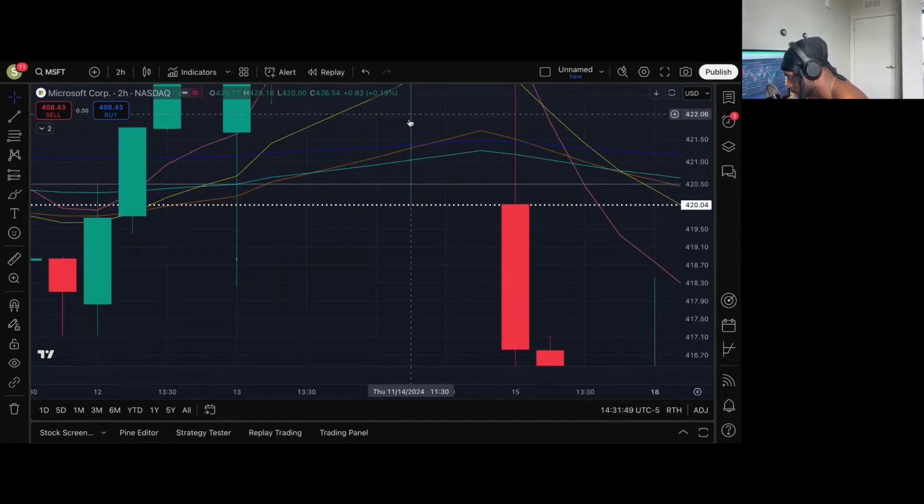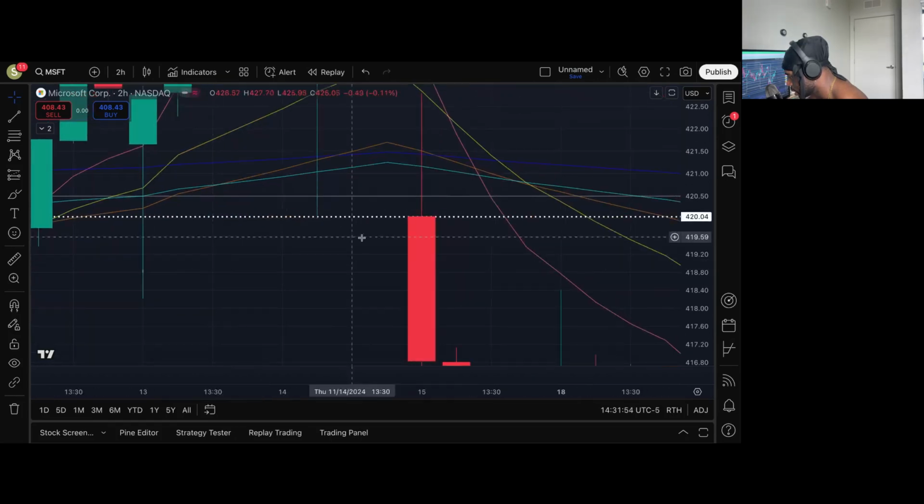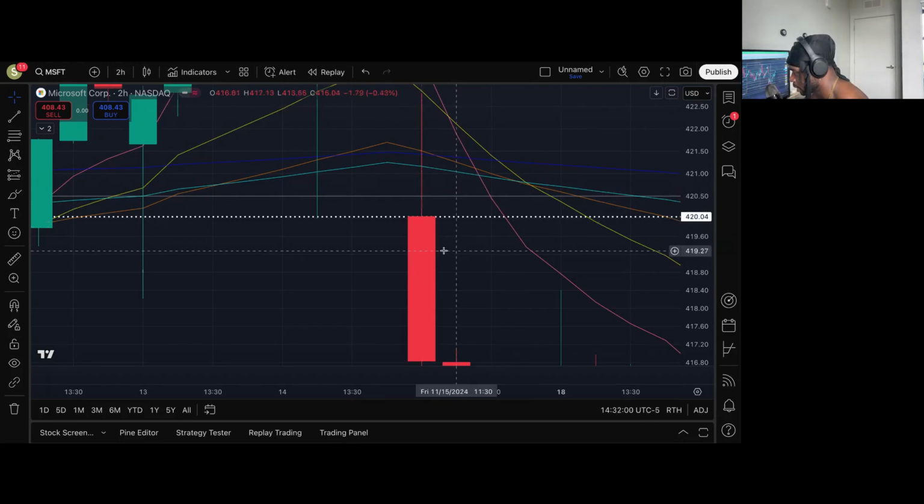Why is that a level? Look at this big bottom side wick tapping it to the penny, and then it acted as resistance here, and it acted as resistance here as well, where we started right at that level. We had to push up, but we rejected and came down.